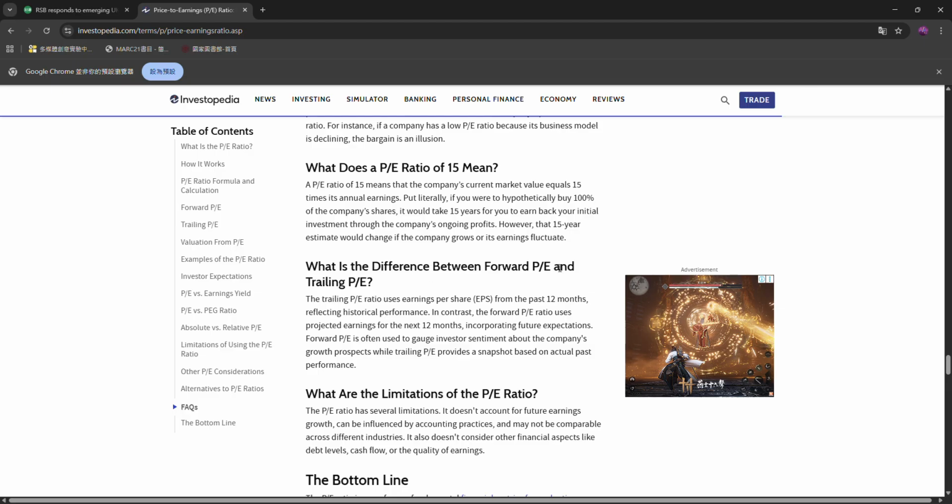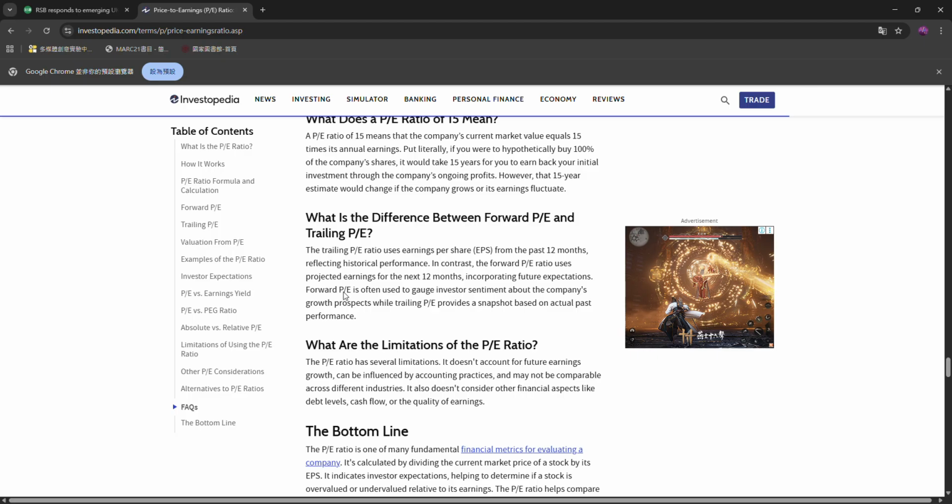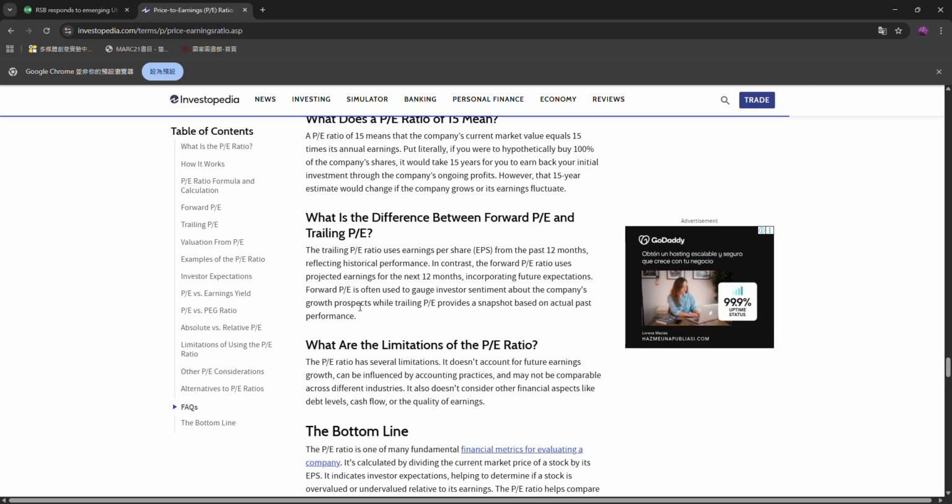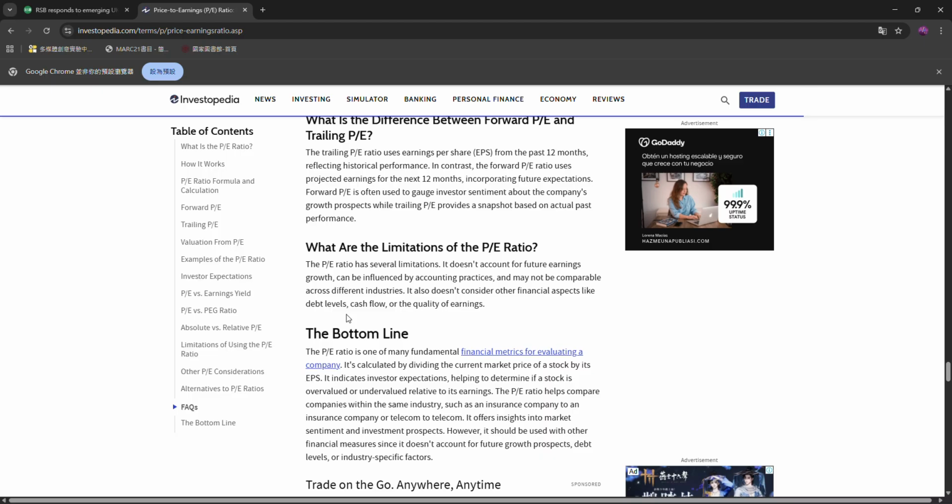What is the difference between forward PE and trailing PE? The trailing PE uses earnings per share from the past 12 months, reflecting historical performance. In contrast, the forward PE ratio uses projected earnings for the next 12 months, incorporating future expectations. Forward PE is often used to gauge investors' sentiment about the company's growth prospects, while trailing PE provides a snapshot based on actual past performance.